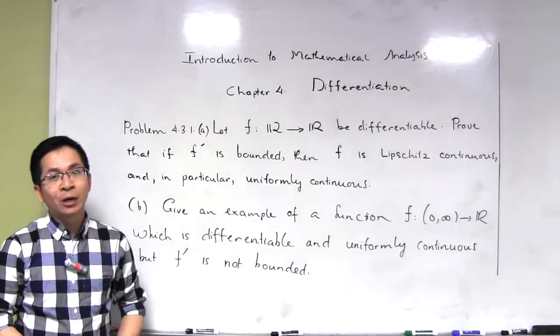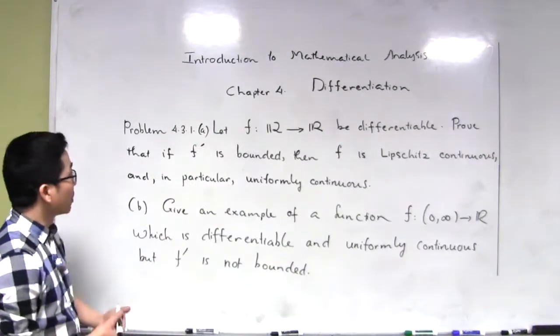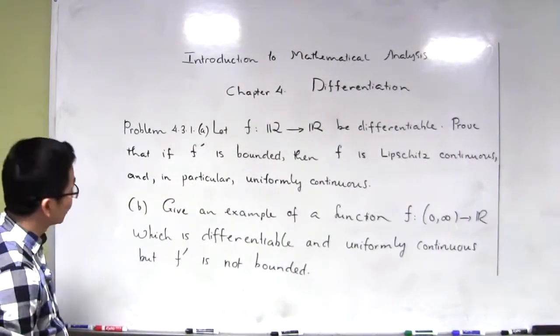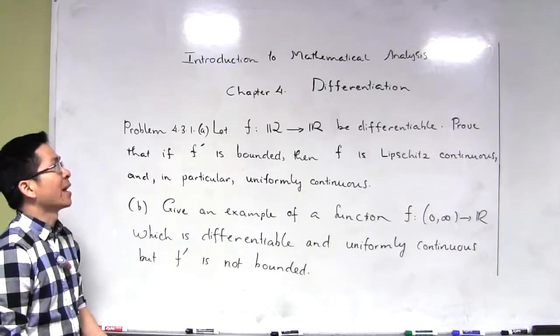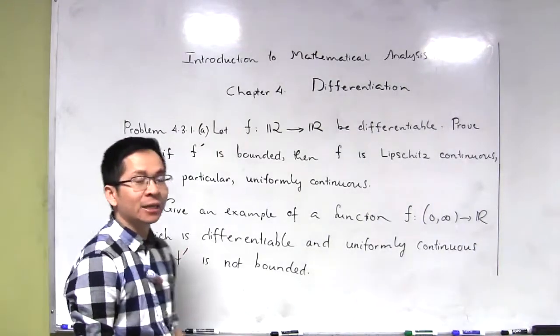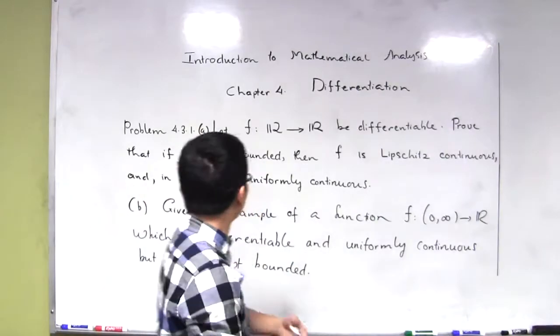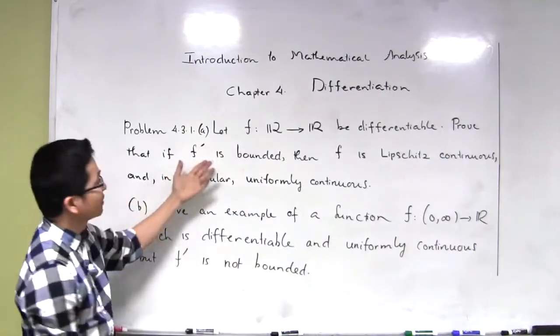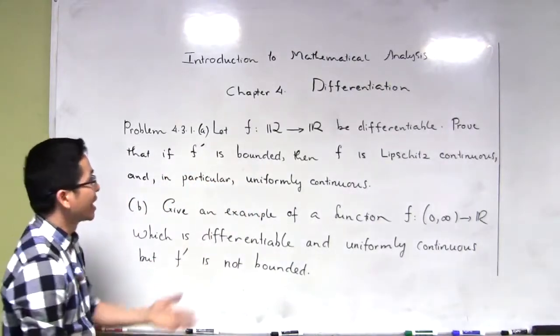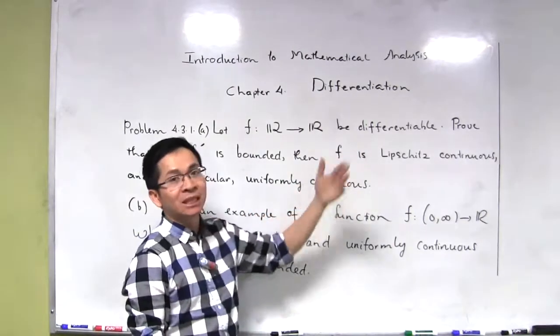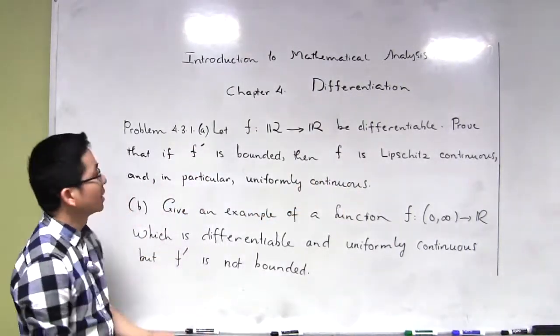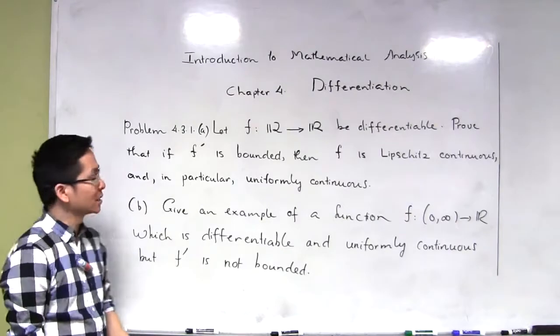In this video, we are going to work on problem 4.3.1 from the textbook. In the first part, let f from R to R be a differentiable function. We have to prove that if the derivative of the function is bounded, then f is Lipschitz continuous, and in particular, it is uniformly continuous.